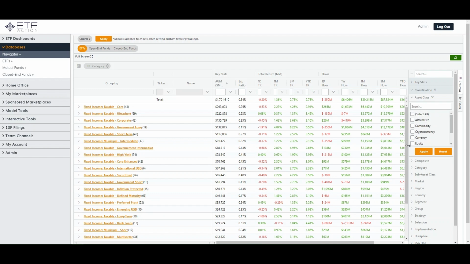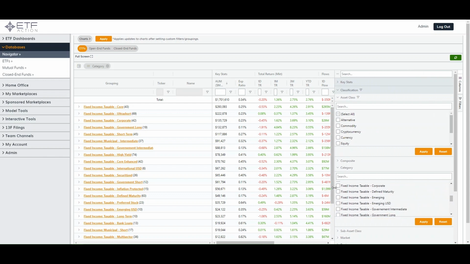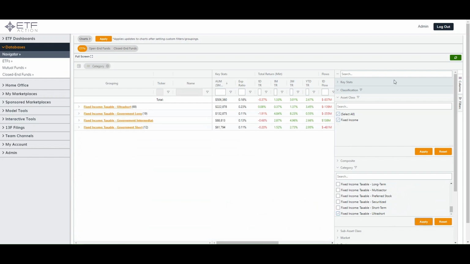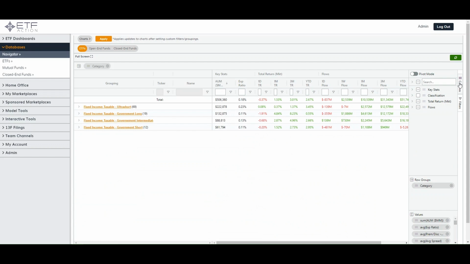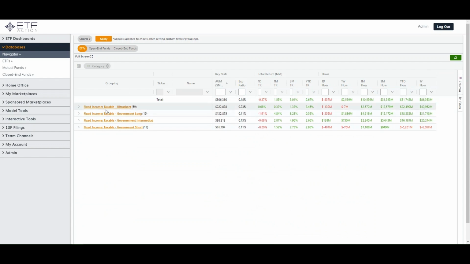So what I'll do is go down to category. I'm going to deselect everything. And what I'm going to do is select, let's widen this out, government intermediate, government long. Let's do government short. And then I just want to get ultra short as well, which is government. All right, so what we are left with are these four categories.